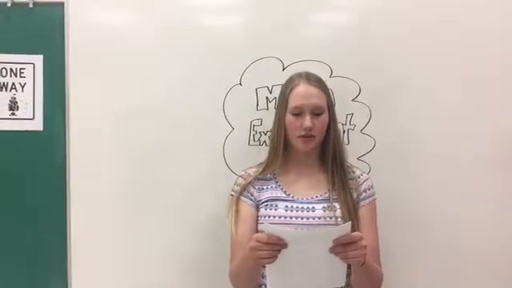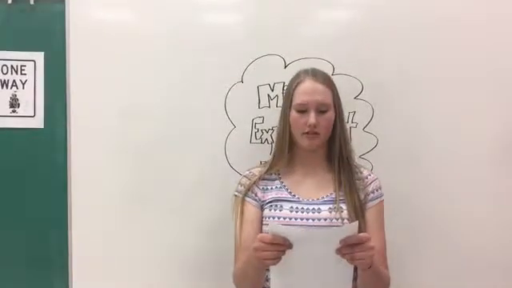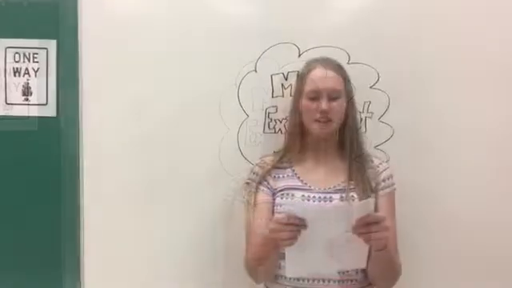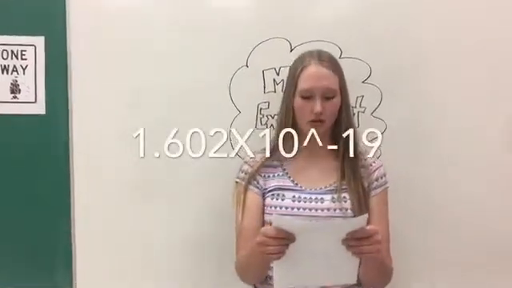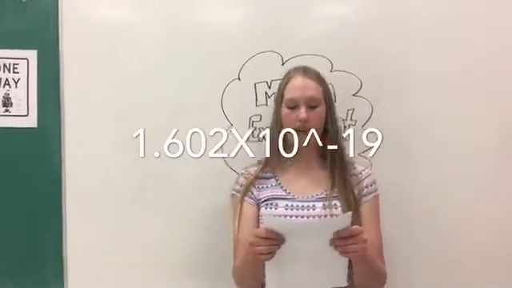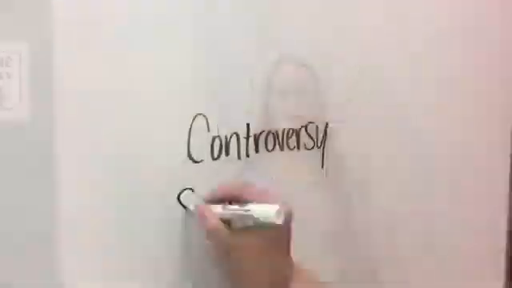Millikan knew that different oil drops contained different amounts of spare electrons. He had no way to measure the amount of electrons on the drop, but that didn't matter. The amount of force required to keep a drop in the air was always a multiple of a certain number, and that number was the charge of the electron.